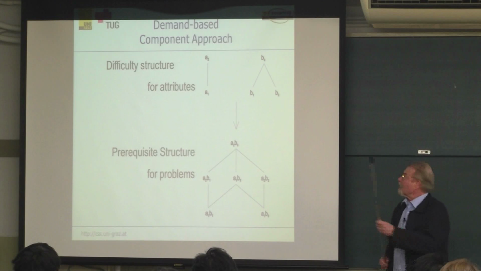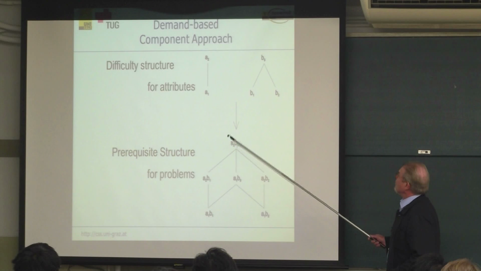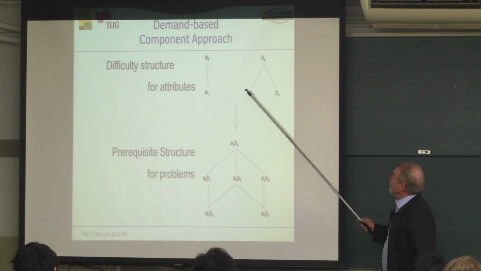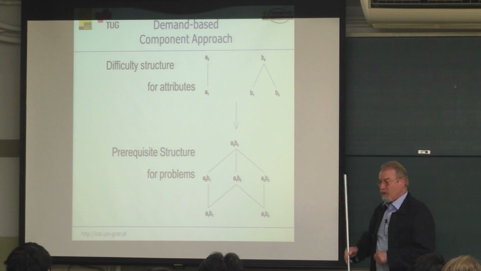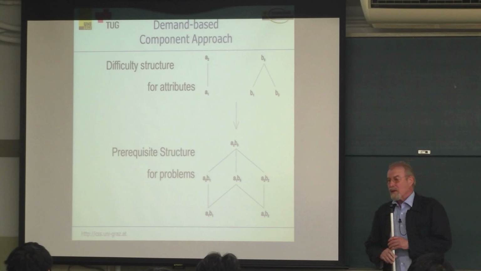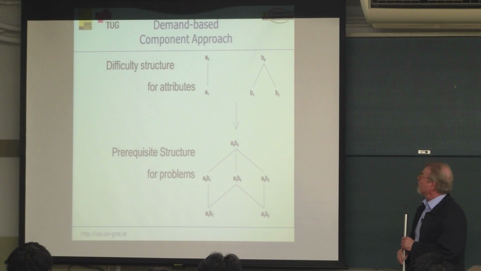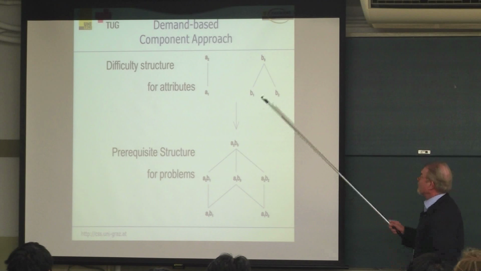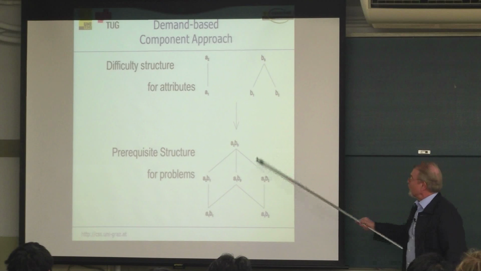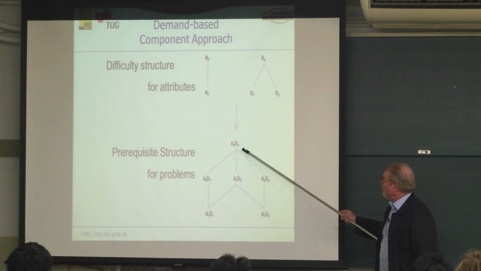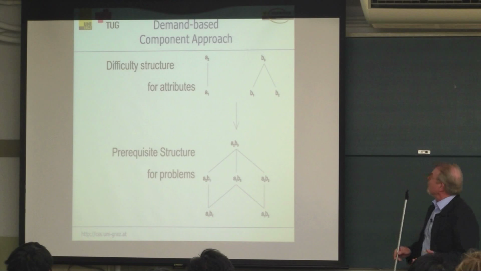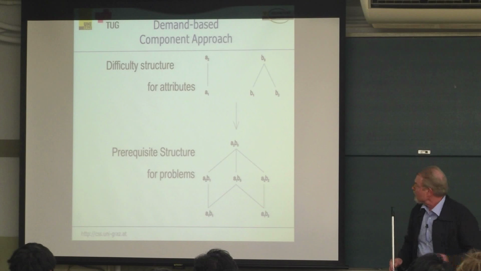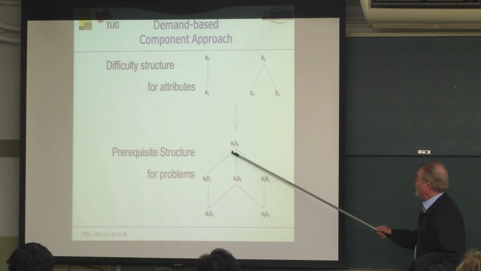So that means the subset relationship of the demands constitutes the difficulty structure for the attributes, which are a part of the components of the problem domain. And if we combine these structures, then in our simple case, we get the problems. In this case, 2 times 3, that means 6 problem types characterized by the attributes.